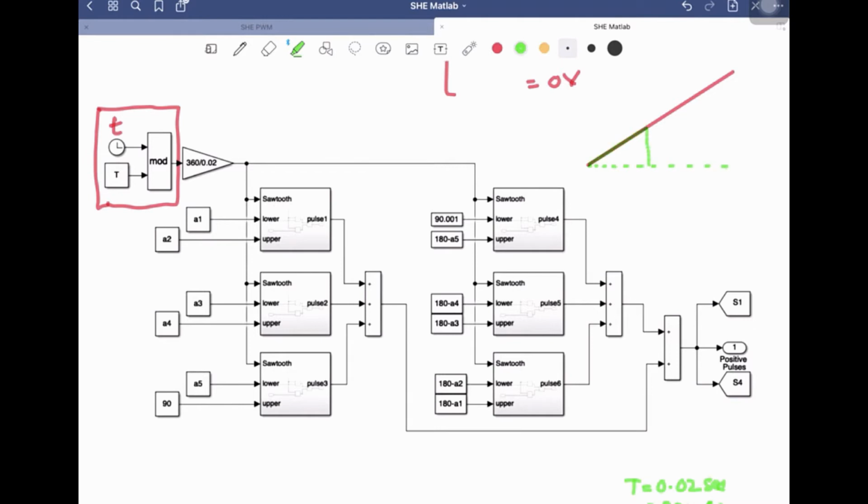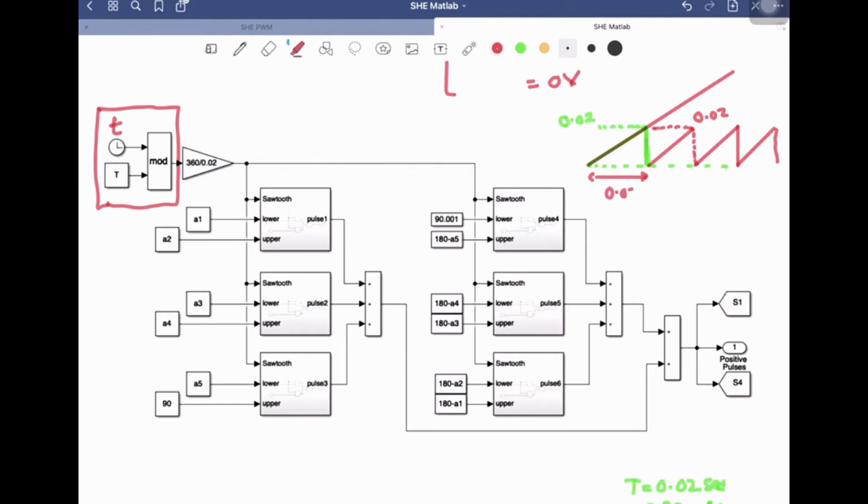When the time reaches 0.02, this will become 0, the output of this block, and then it will start again from here. Once it reaches 0.02, it is going to reset, because we are taking the modulus, right? So the output voltage waveform will be this sawtooth waveform, and what will be the time period of this one?